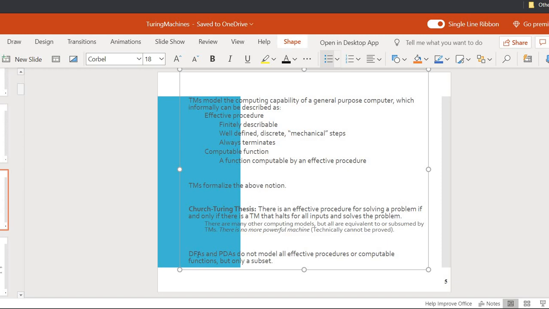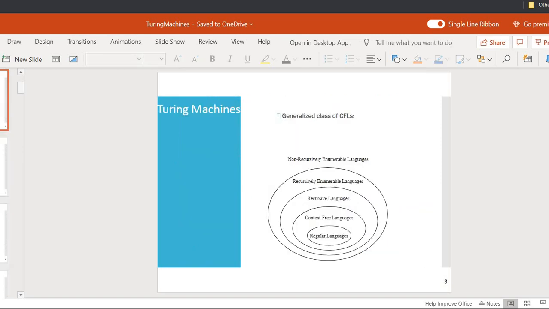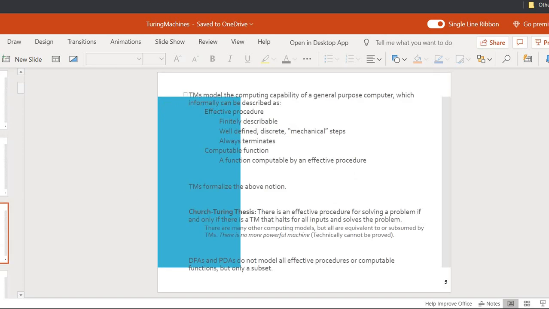Also, DFAs and PDAs do not model all effective procedures or computable functions, but only a subset. Like I mentioned in this slide earlier, DFAs and PDAs are used to solve a subset of the languages that are mentioned here, when compared to Turing machines.